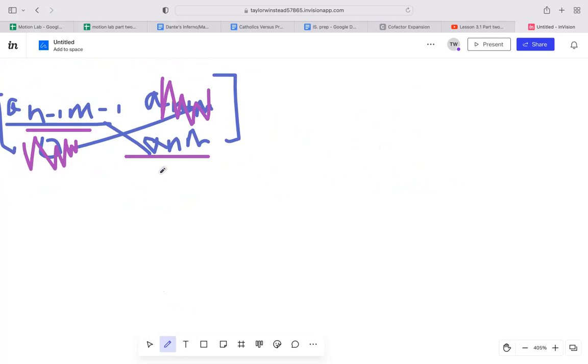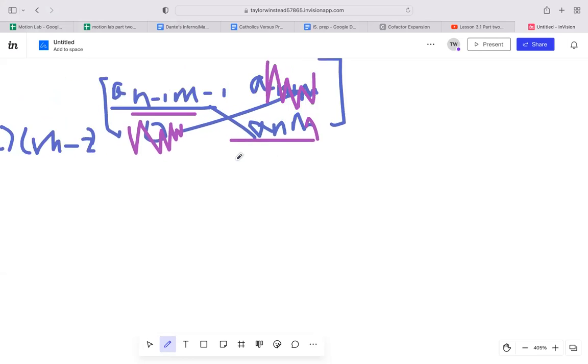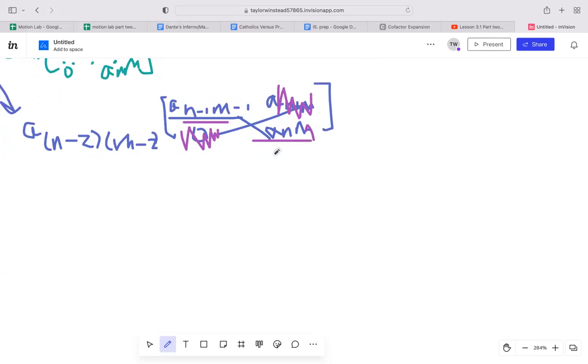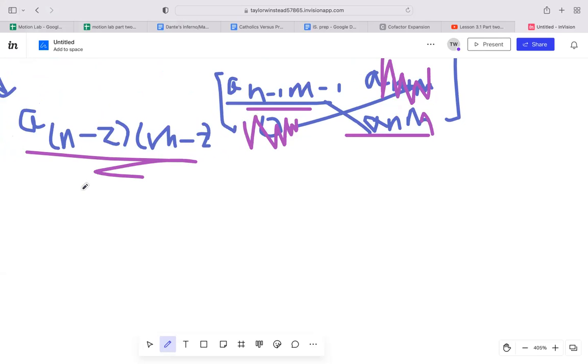Well, let's think about this though. What we do know is both of these things are on the diagonal, right? Because we know a n m is the farthest to the right and the farthest down, and so is this because it's proportionally on the diagonal to that. So what you end up with is you're multiplying the diagonal, and the a n minus 2, a m minus 2 is also on the diagonal, right?